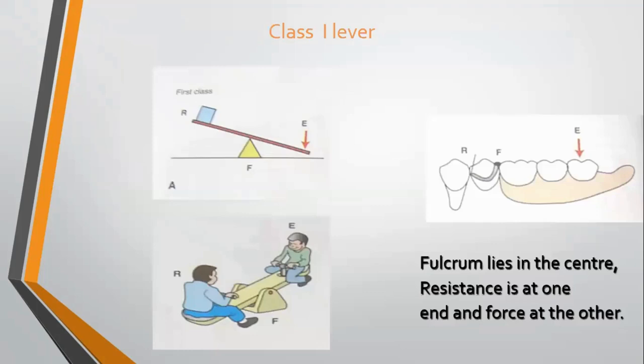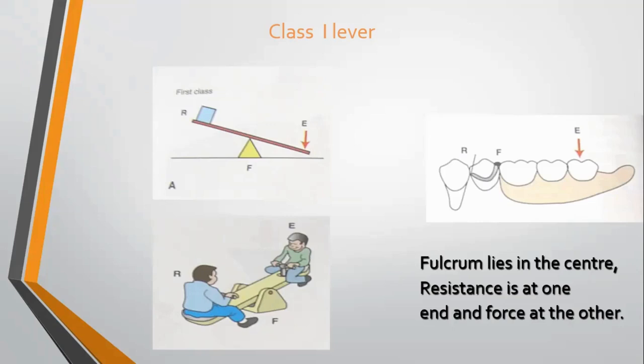This is the class 1 lever, and in the picture you can see a seesaw, with two persons sitting on either side. The supporting area in the middle forms the fulcrum. In the first class lever, in the top picture, F is marked as the fulcrum, the resistance, weight or load is represented by the letter R, and the force applied by the person, the effort, is E.